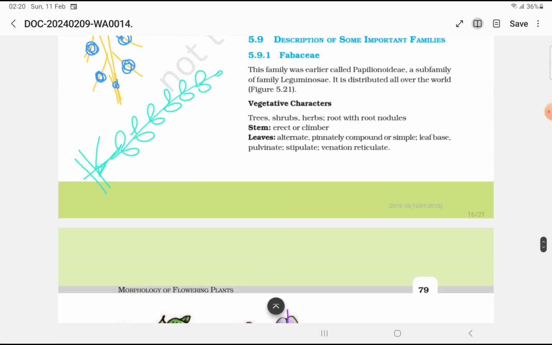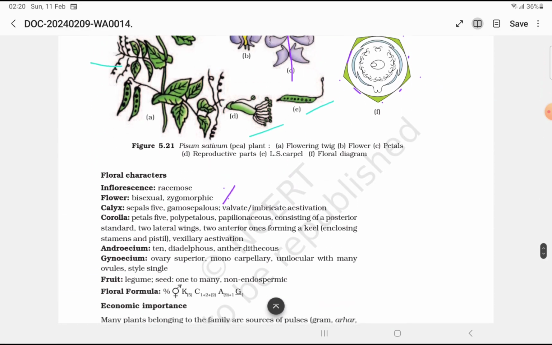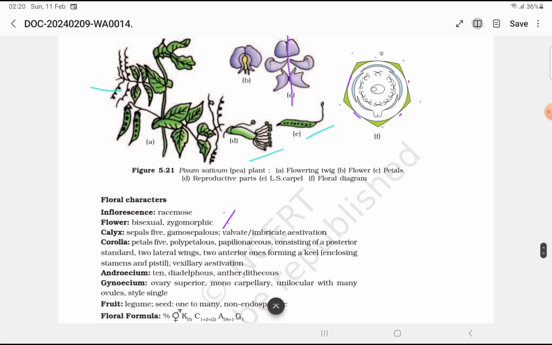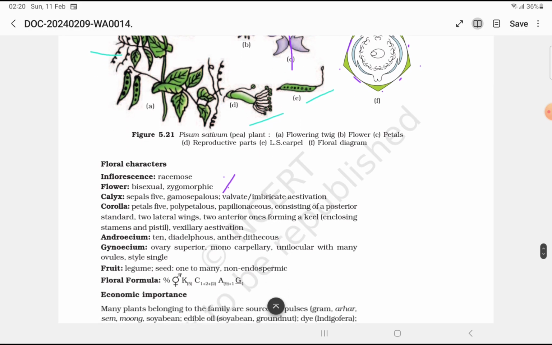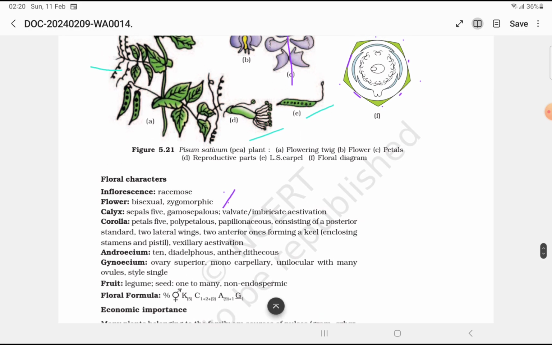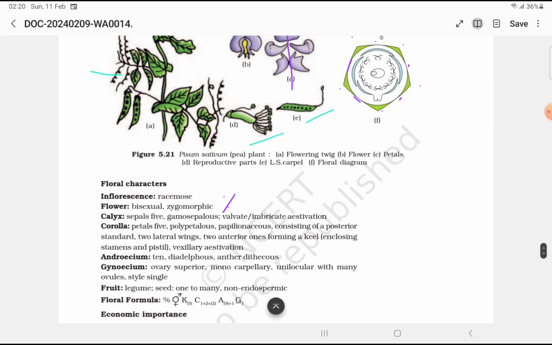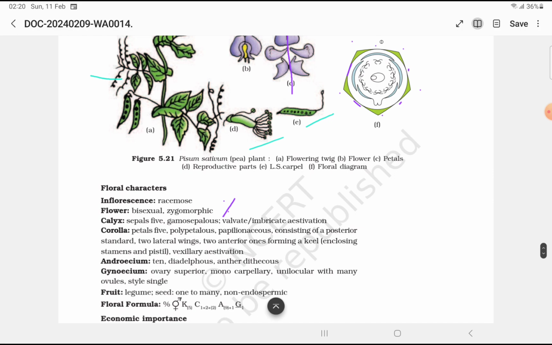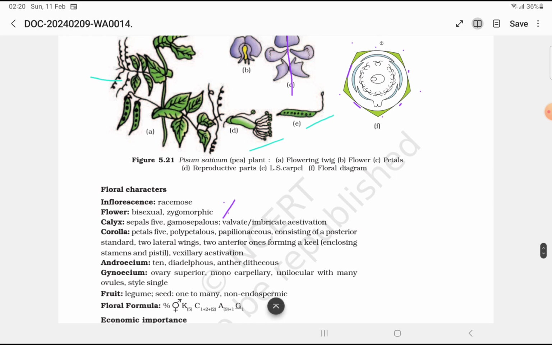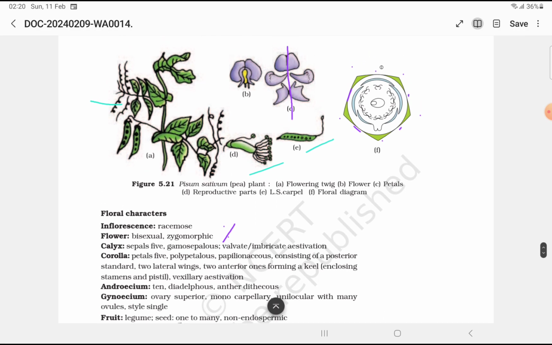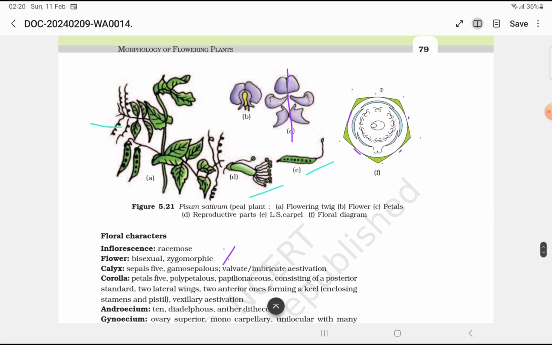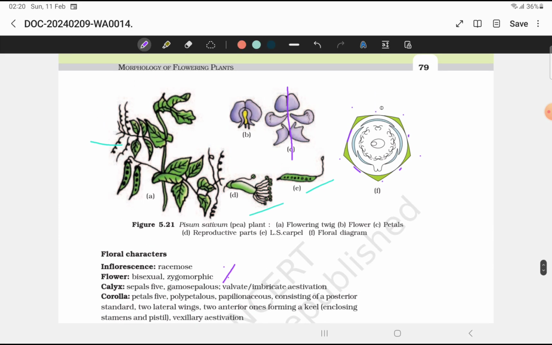Just a minute. Look here. So I'll just explain with this. Calyx, sepals 5, gamosepalous, attached, valvate or imbricate aestivation. And corolla, petals 5, polypetalous, papilionaceous, that is butterfly corolla, consisting of a posterior standard, 2 lateral wings, two anterior ones forming a keel, enclosing stamens and pistil, vexillary aestivation. Vexillary aestivation I mentioned. And look here, I just wish to tell you this thing.